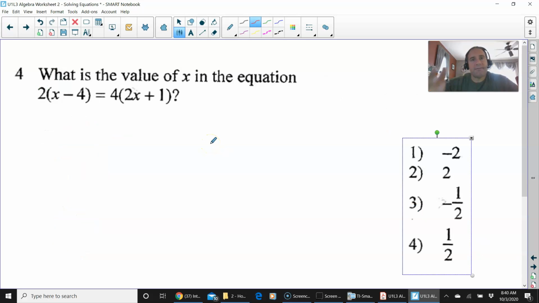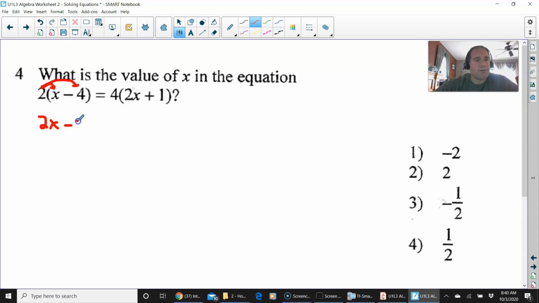Okay, so now we have the distributive property on both sides. We have parentheses that we need to get rid of. I'm going to draw my little loops there and do 2 times x, which is 2x, and 2 times negative 4, which is negative 8. 4 times 2x is 8x, and 4 times 1 is obviously 4. You see now that you have variables on both sides. You get rid of the parentheses.